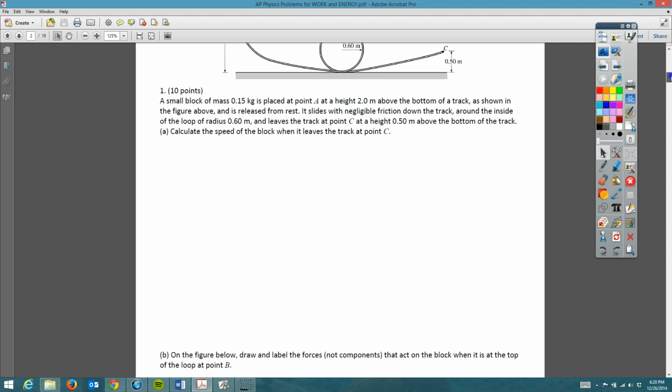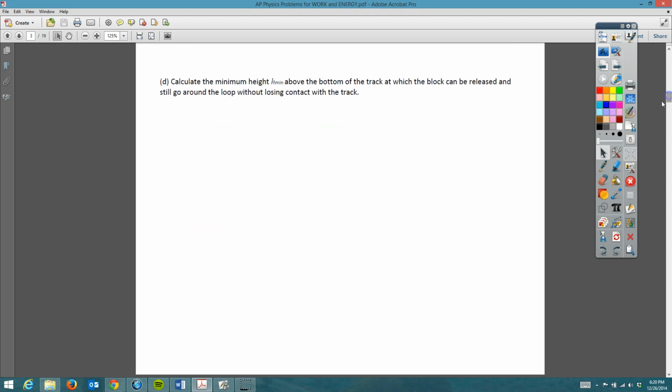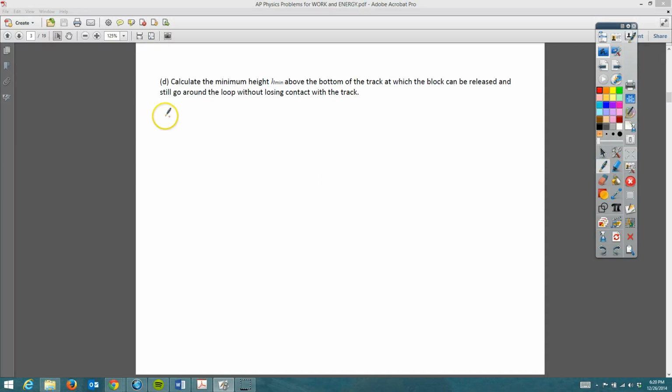So it's really important that we go back and take a look at what we've got here. Let's think about our conservation of energy equation again. We said that we had potential energy plus kinetic energy, and that should be equal to the final potential energy plus the final kinetic energy.